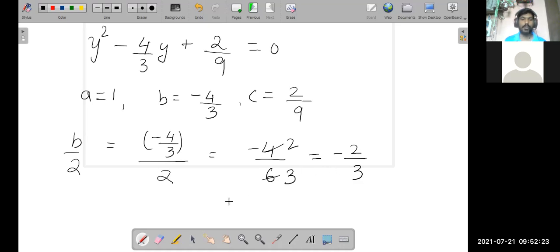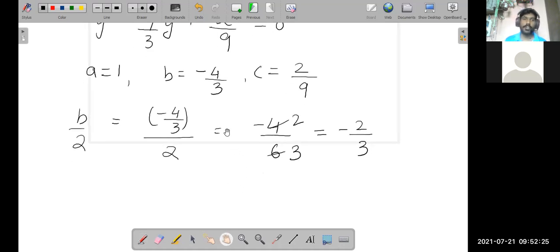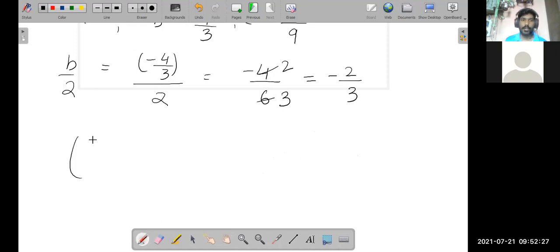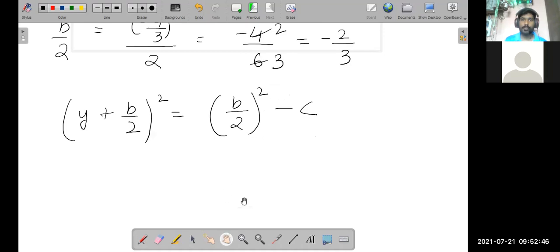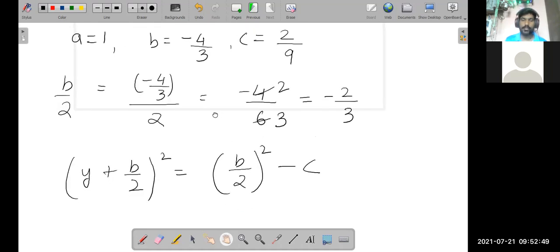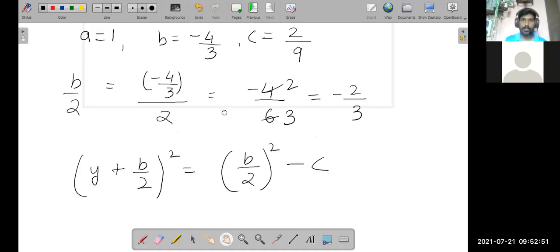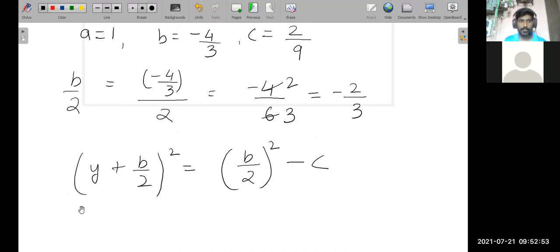Okay. Now from this point, you just have to use the formula. So (y + b/2)² = (b/2)² − c. Substitute the value of b/2 and c. C is 2 upon 9. So let me substitute the values.